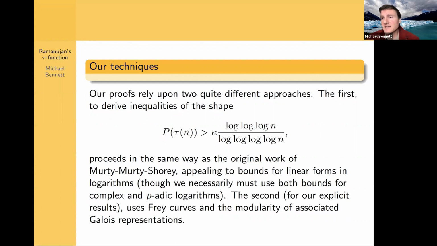And the second, the explicit results, we're not going to go that way. Well, that's not quite true. We are in part, but we're mostly not going to go that way. The heavy lifting there is going to be done using essentially results from modularity. So we're going to actually construct Frey-Hellegouarch curves and make them do the work for us. Okay. And that, as far as I know, hasn't been really used in this context before.